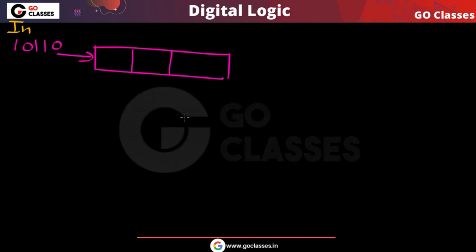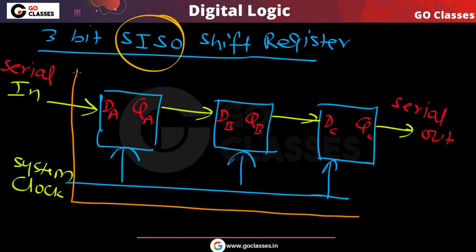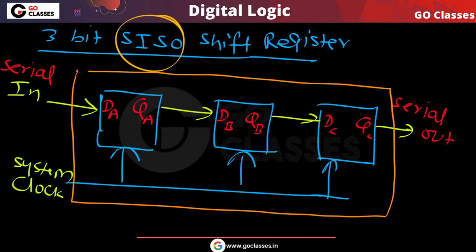You can notice, after one clock pulse, what will happen? Now when this data will be available here, you can notice this is serial input serial output. What does it mean? This is a black box. Remember, this is a black box. You can put this in a box.